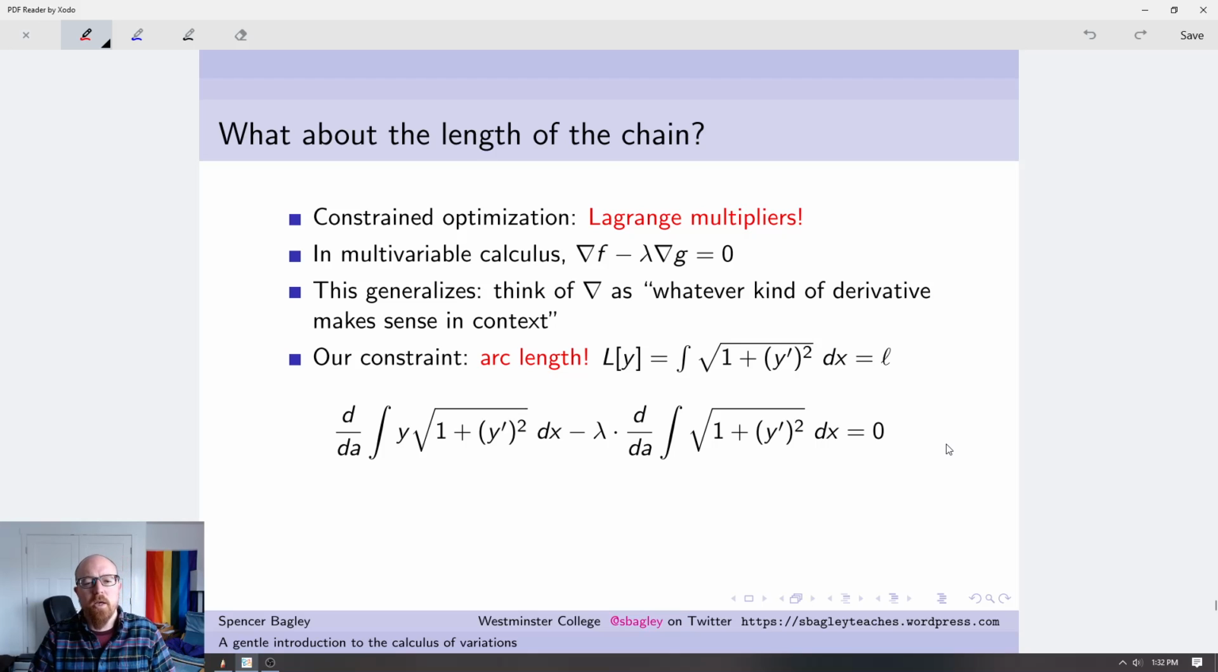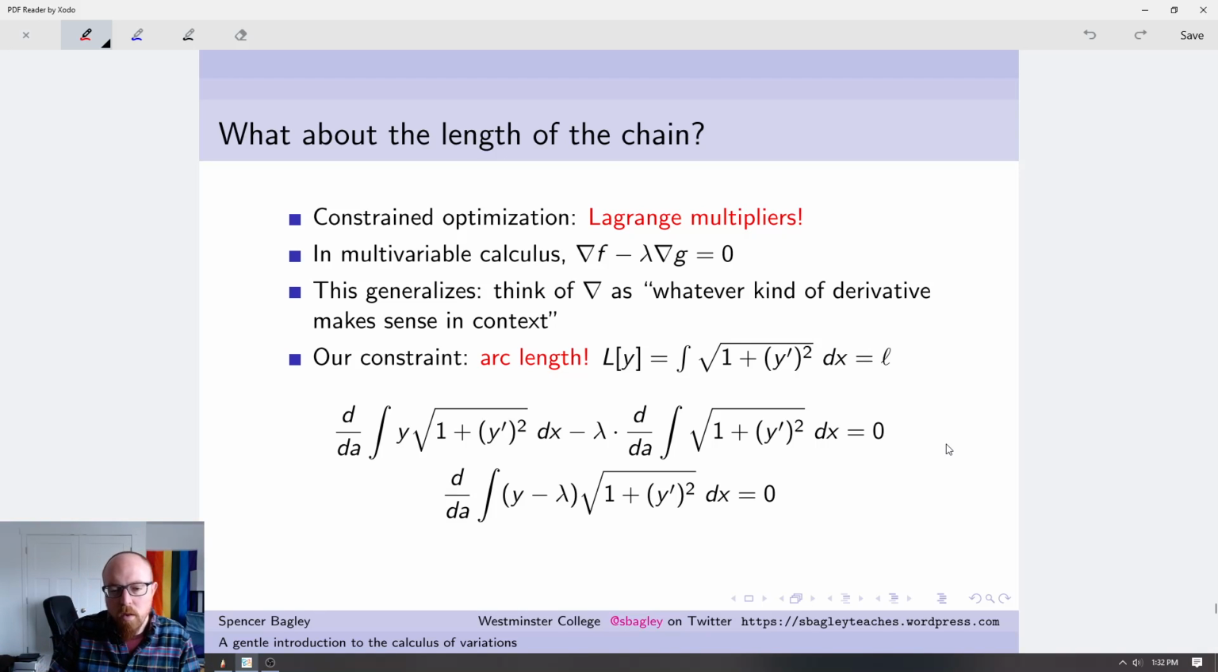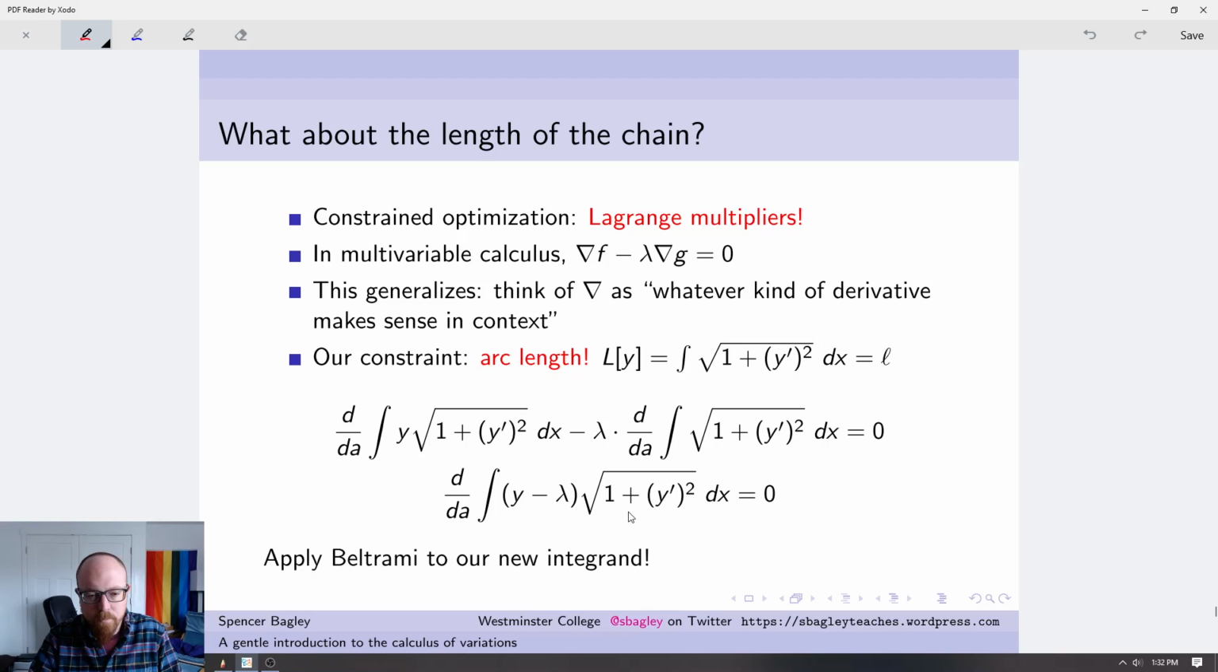I'm going to use here the linearity of the derivative and the linearity of the definite integral to sort of smoosh some stuff together. I think you will probably believe this is true. And so this is cool. We have actually just landed in the original situation, but with just a slightly more complicated functional. That is a functional with a slightly more complicated integrand. So that means we can just apply Beltrami to our new integrand.